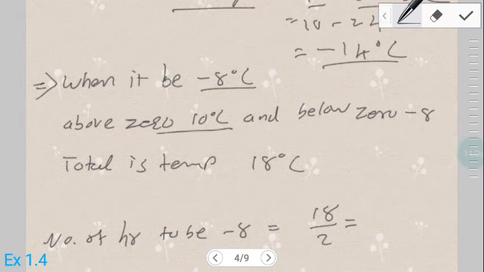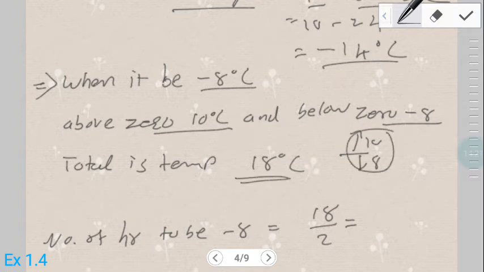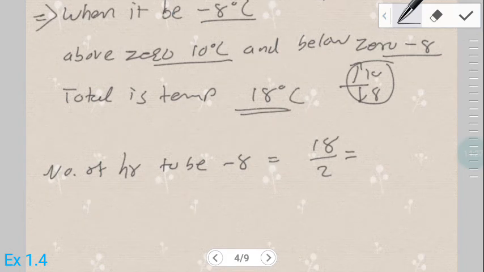So above the zero it is 10 degrees Celsius, below the zero that means minus 8 degrees Celsius. So the total temperature difference is 18 degrees Celsius. That means above the zero is 10 and below the zero is 8. So the total becomes 18 degrees Celsius, the difference of 18 degrees Celsius.